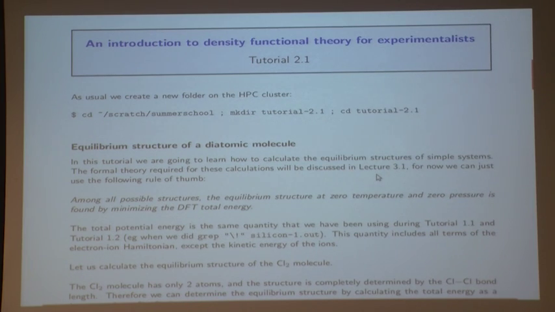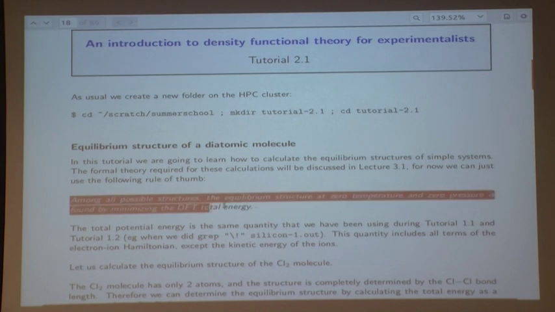What we need to know now, and that's the only rule we need to remember, is that when you want to find the equilibrium structure of an object using DFT, the prescription is the following. You consider all possible structures, and the equilibrium one at zero temperature and pressure is the one which gives you the smallest DFT total energy. So to find the equilibrium structure, what we do is calculate the total energy for several configurations and pick the configuration which gives us the minimum.